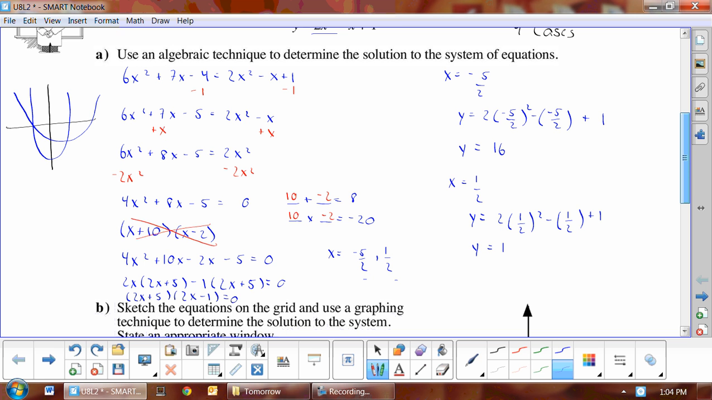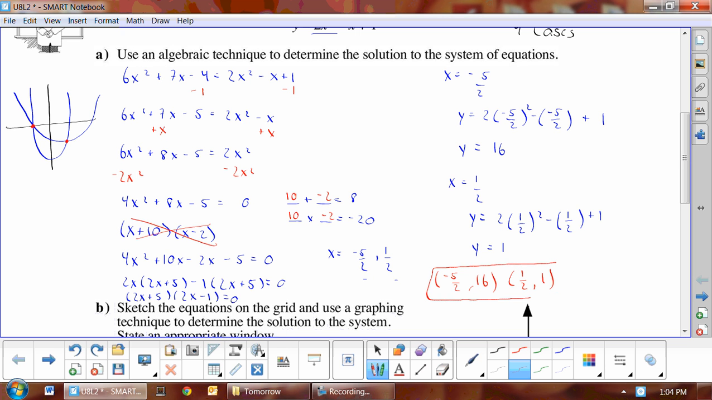Okay? So if you found these intersections, I know my graph isn't accurate, but you'd want it to match up with this and this. So the 2 points we get are -5/2 and 16, and 1/2 and 1.